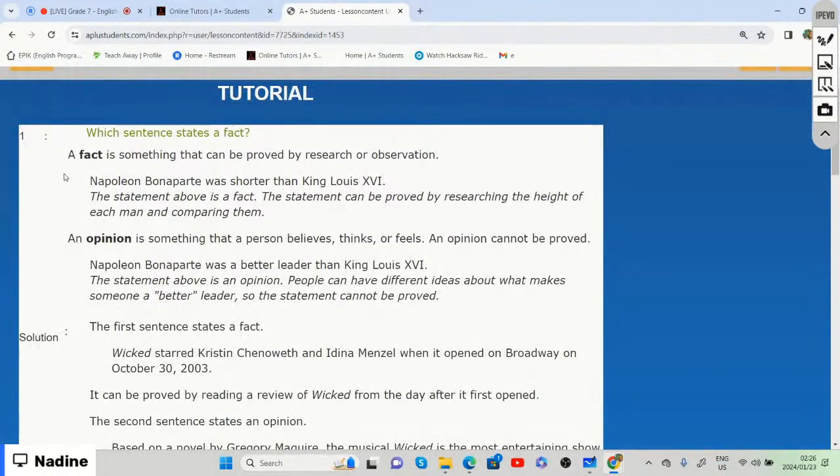I said a fact is something that can be proven by research or observation, whereas an opinion is something that a person believes or feels, right? So you feel like this is right. This is my opinion. This is how I think. This is how I feel about it, right? But an opinion cannot be proven.